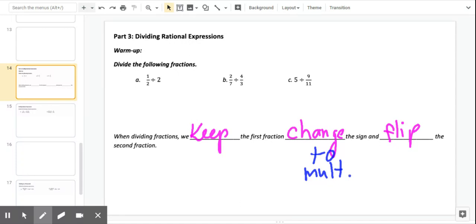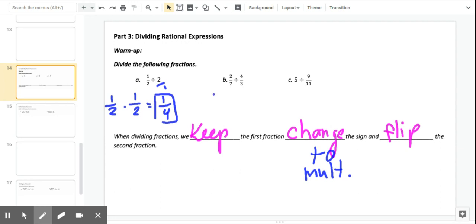So for part A, we have 1/2 divided by 2. Step 1 is we want to make that whole number a fraction. So now it's 2 over 1. So we keep the first fraction, change it to multiplication, flip the second fraction. And then it's just a multiplication problem now. So you multiply across the numerators and you multiply across the denominators, and that's it.